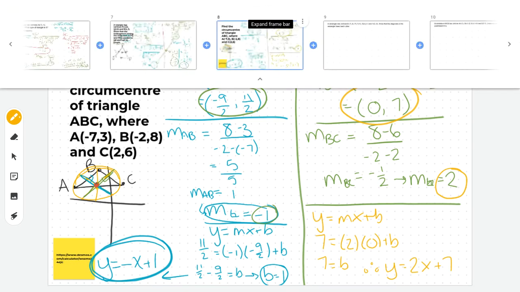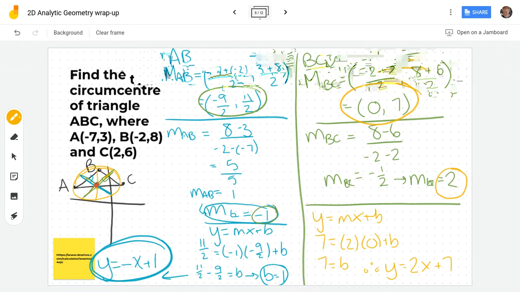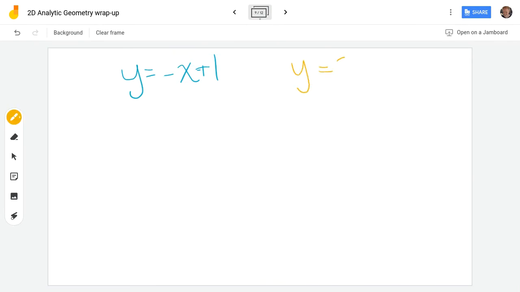Now, I don't have enough space, so I'm going to add another page here. So now I need the point of intersection of those two lines. So my first line was y equals -x plus 1. And my second line was y equals 2x plus 7. The y is already isolated in both, so I'm going to use substitution and sub equation 1 into number 2.